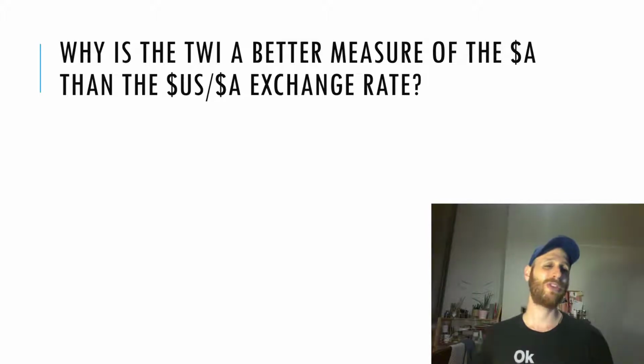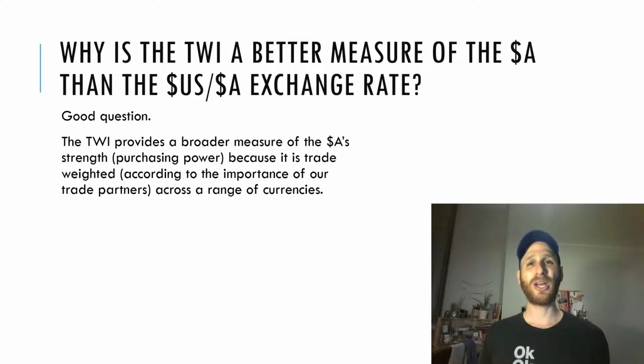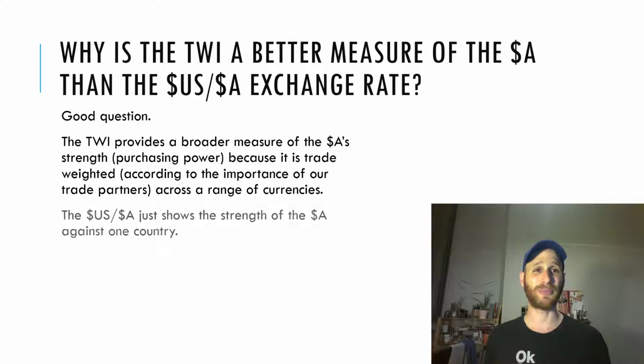So one common question that's asked is, why is the TWI a better measure of the Australian dollar than the traditional US Aussie dollar exchange rate? This is a good question. The TWI gives us a much broader measure of the Australian dollar's strength because it's weighted according to the other country's importance to our trade. So we're not just looking at one economy, we're looking at all of the major economies we trade with, and then how is our dollar doing?